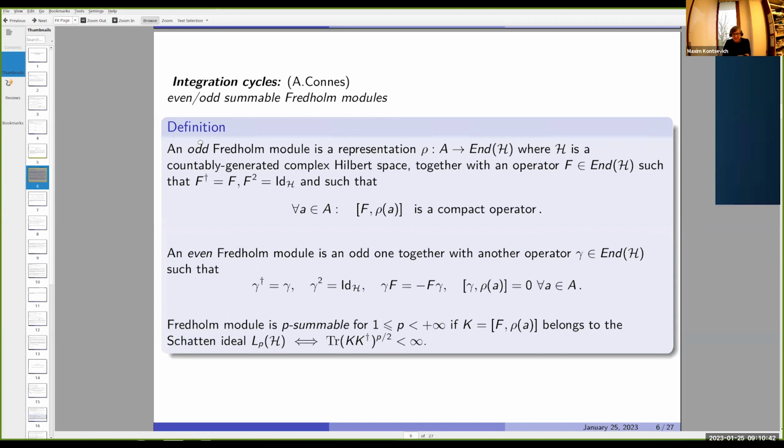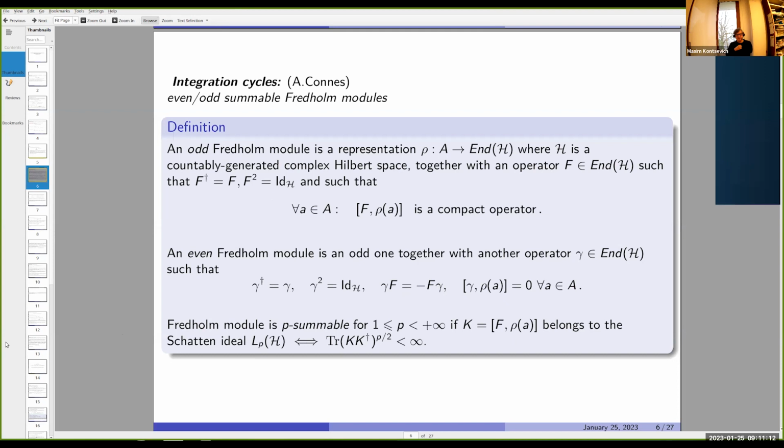And it's almost commuting with this algebra. So consider any representation of any element of the algebra. If you take the commutator, you get a compact operator. And in the even case, you get another operator squared to one, which commutes with the representation. Yeah, so you get something, and this is not sufficient yet to define integration cycles.